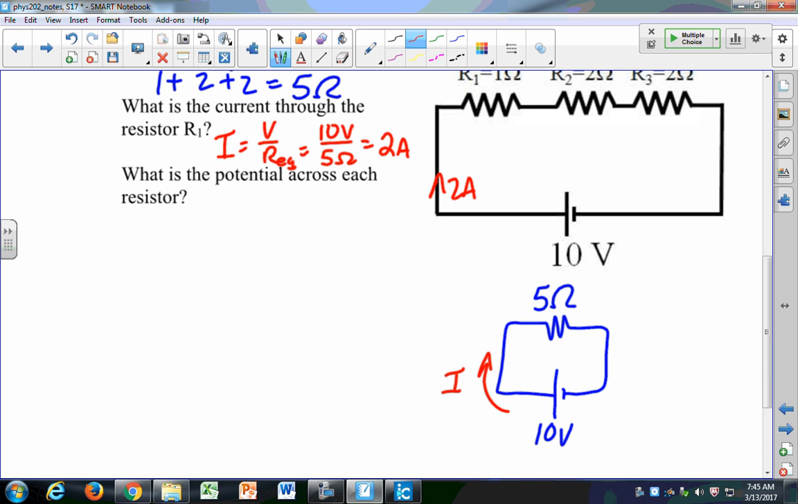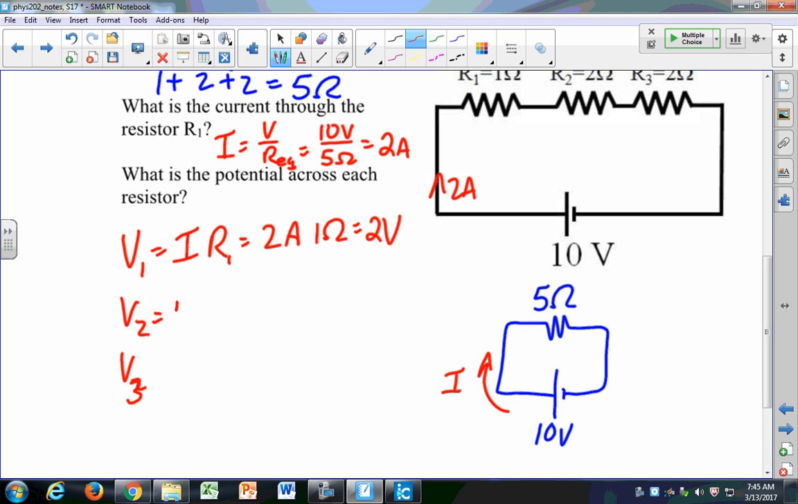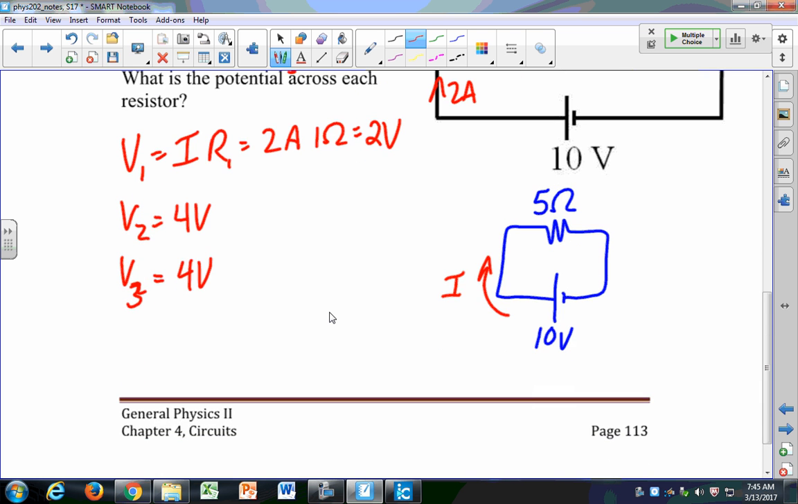Then the voltage across each resistor, V1 is I times R1. That's 2 amps times 1 ohm, which is 2 volts. And then in a similar way, V2 and V3 are equal to 4 volts and 4 volts. That's 2 amps times 2 ohms, 2 amps times 2 ohms.